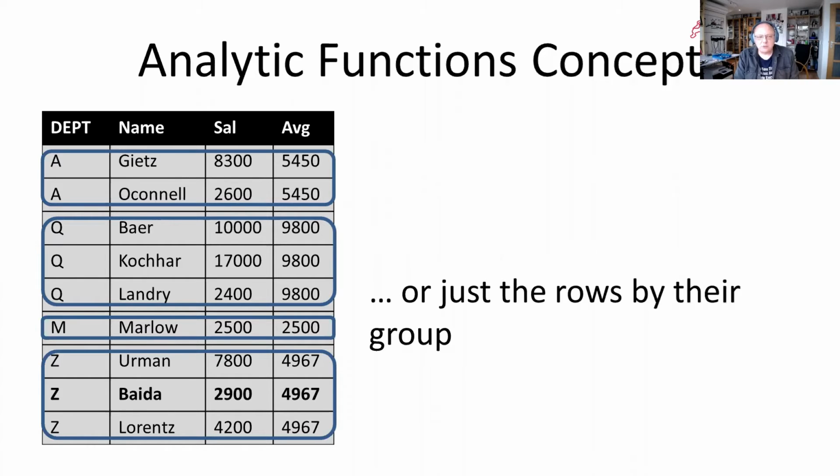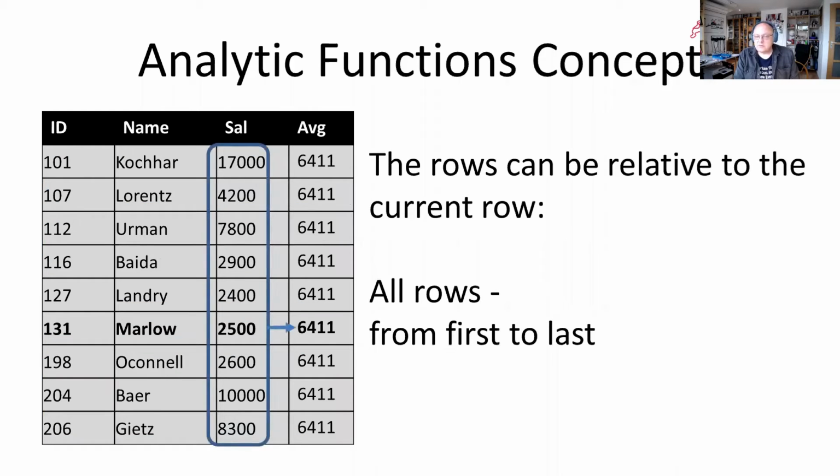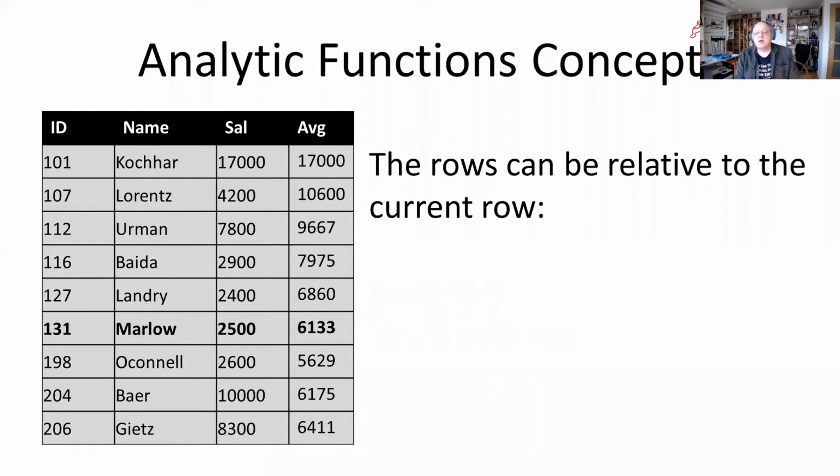In this case, we have made groups of departments. Now, if you look at the row with beta near the bottom, then you will see that its average is calculated based on all the salaries within the same department as the one that beta belongs to. We can also limit the rows within the group that we are looking at. In this case, we look at all the rows within the group. Again, in this case, all the rows within the result set from first to last.